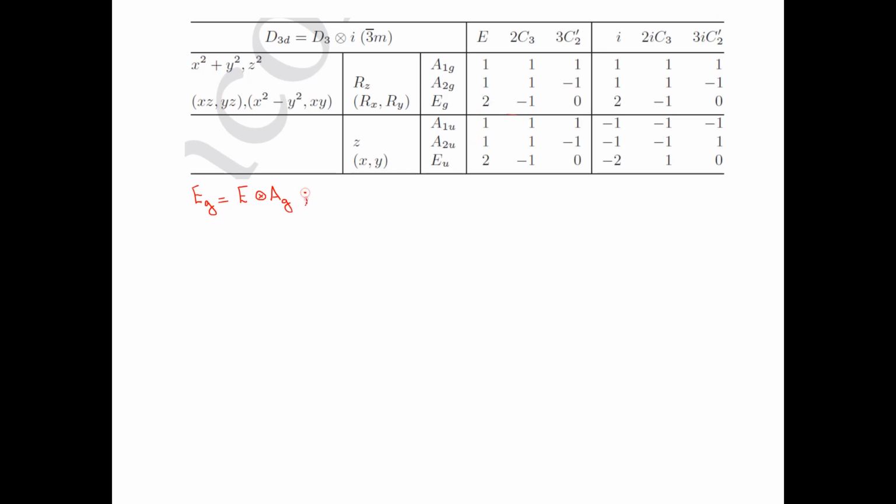So another example is, for instance, EU. EU is equal to the direct product of E and AU, right? So the characters again are going to be the product of the characters. So this is this times 1, and this is this times minus 1. All right. Okay.